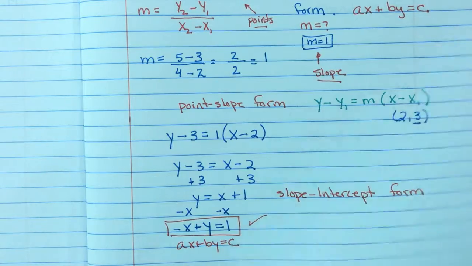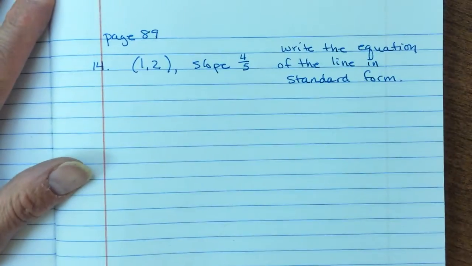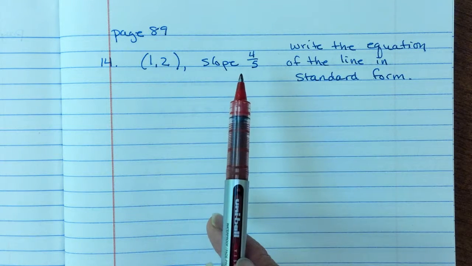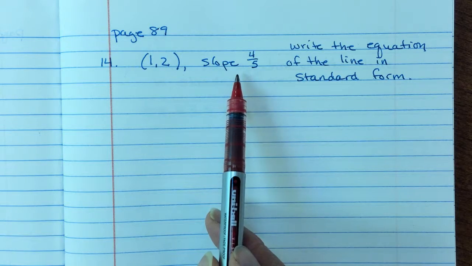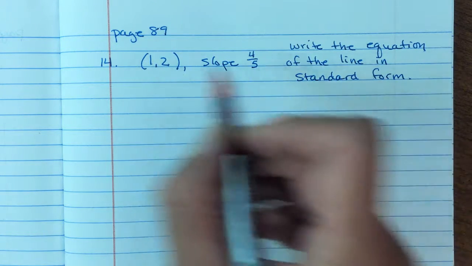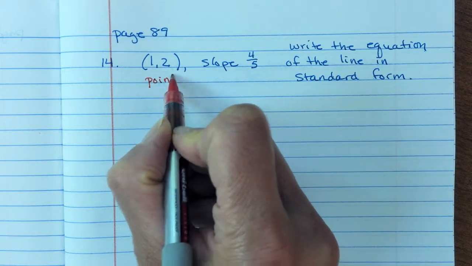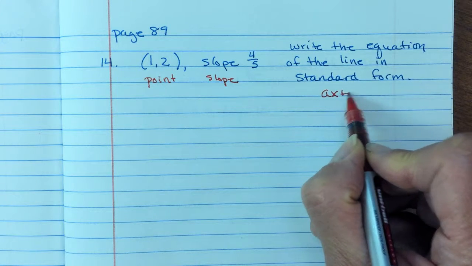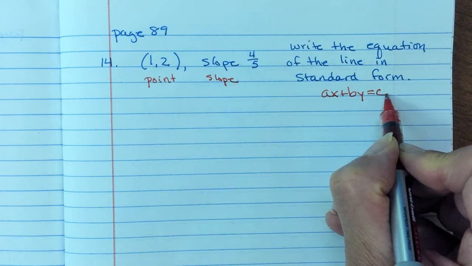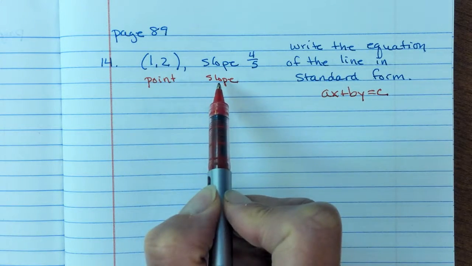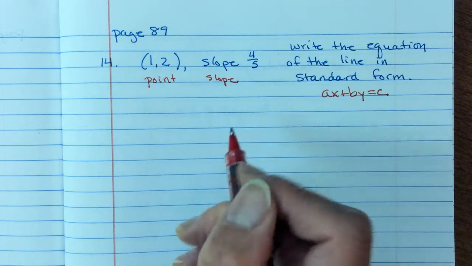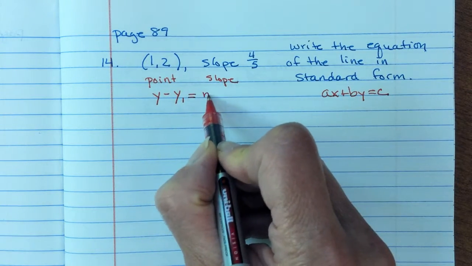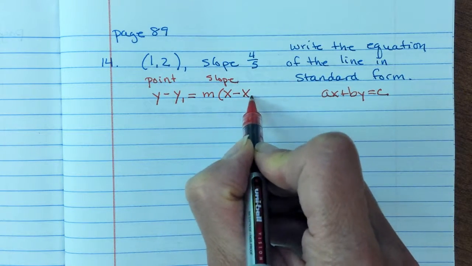Okay, moving on. Let's look at another example. This is slightly different. Here I'm given a point and I'm given a slope. I don't have to figure that out anymore, right? They're still asking for standard form. Let me write down what I have. I have a point and I have a slope, and standard form is ax plus by equals c. Oh, so if I have a point and a slope, I must need to put that in point slope form again. So that would be y minus y1 is equal to my slope times x minus x1.